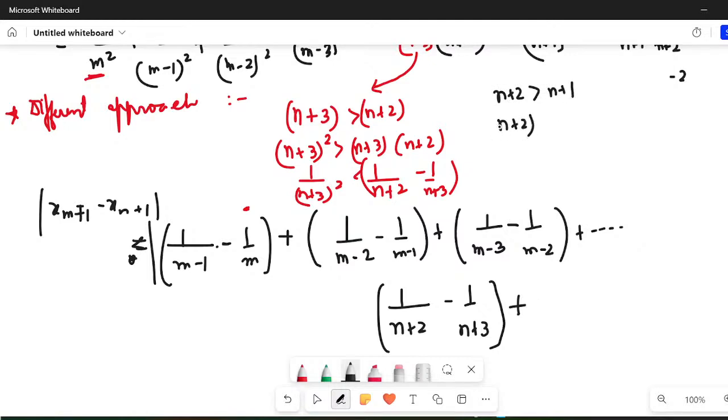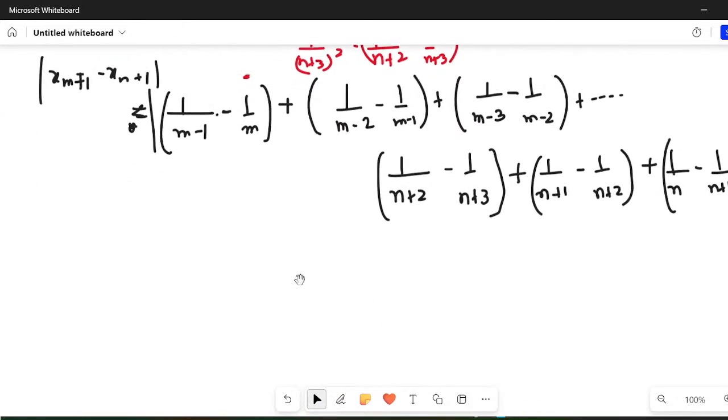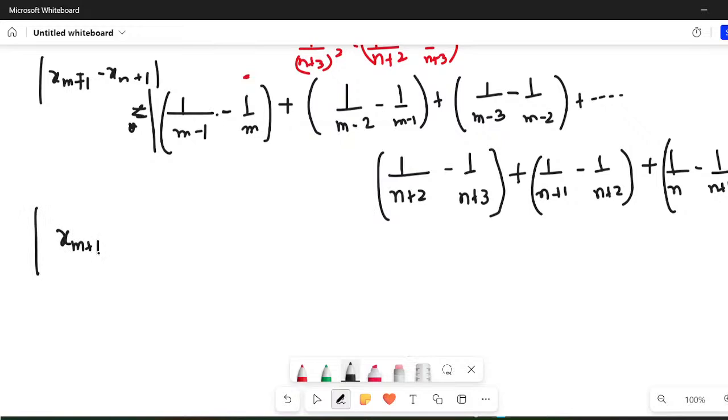And I would write that n plus 2 whole square is greater than n plus 1 into n plus 2. And here I can write it is less than 1 upon n plus 1 minus 1 upon n plus 2. So n plus 1 would certainly be greater than n. And if I multiply n plus 1 both sides, I'll get this. And certainly here I can write plus 1 upon n minus 1 upon n plus 1. Okay, certainly what you can see right now is modulus of xn plus 1 minus xn being estimated as this.